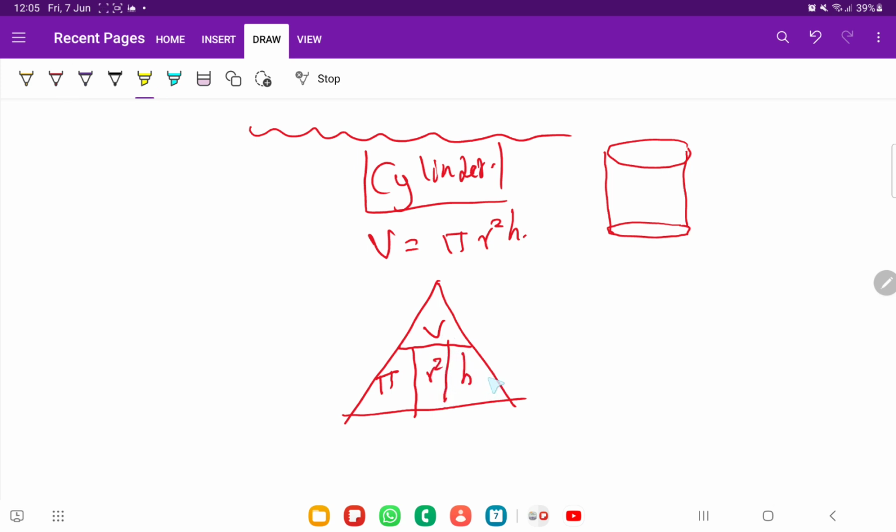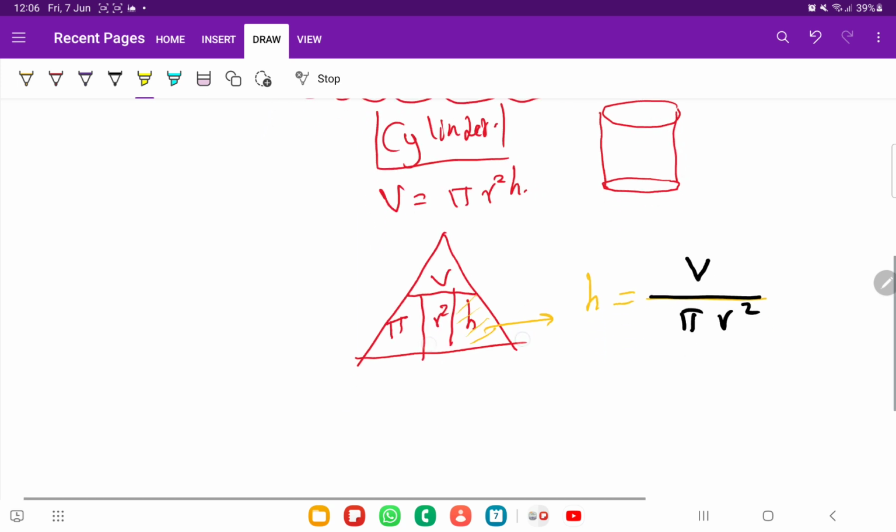If I need to find the height, the easiest thing is to highlight the height now. So how does it become? Height equals, what do you have up? Volume over pi r squared. So now height equals volume over pi r squared. That's it. What if I want to find the radius squared?